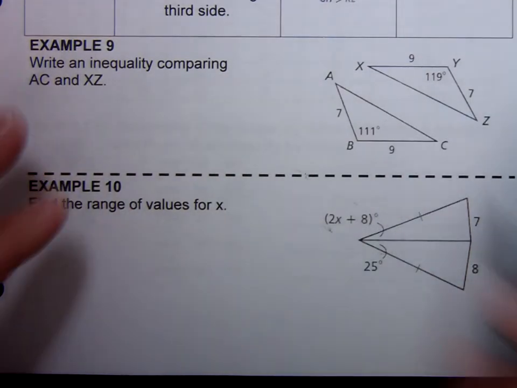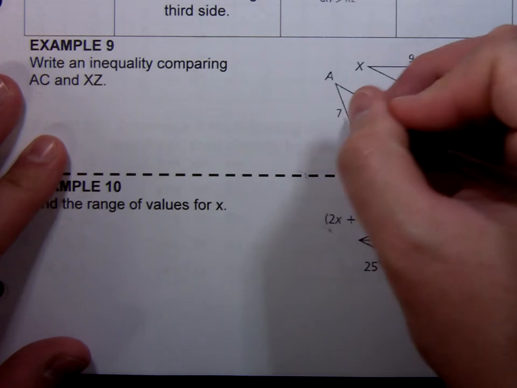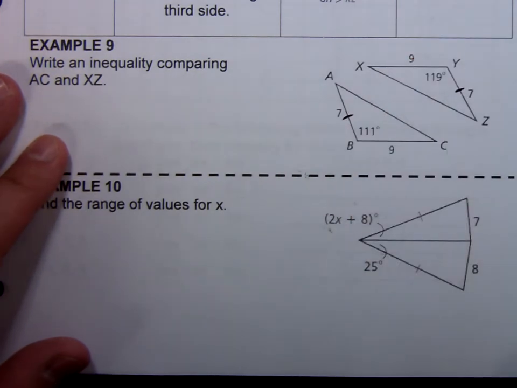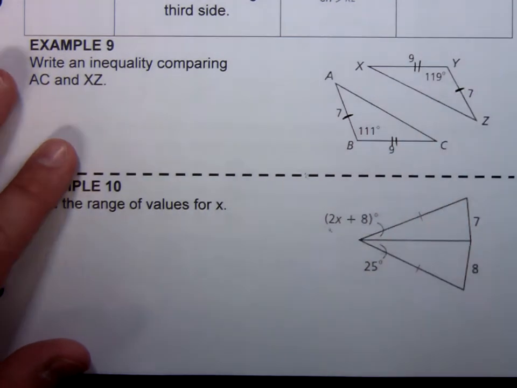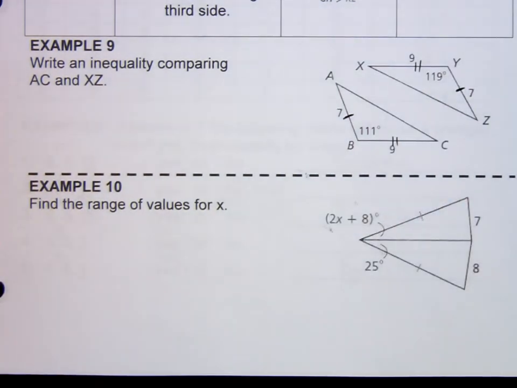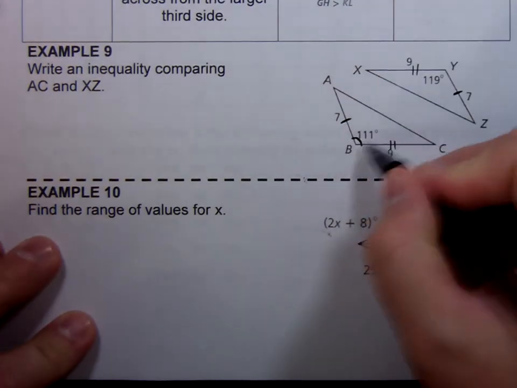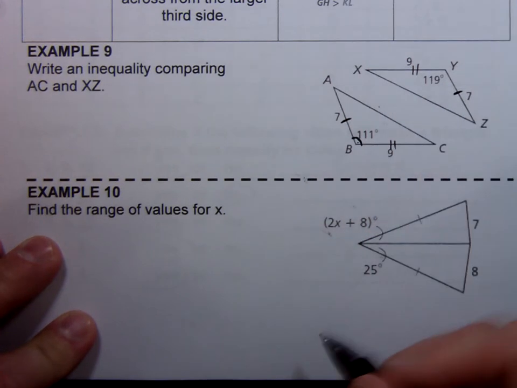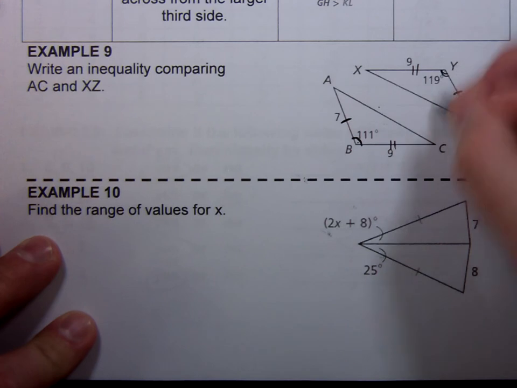Alright, we got two different triangles here. I notice this one has a side length of 7 and this one has a side length of 7, so those are congruent. This one has a side length of 9 and this one has a side length of 9, so that one's congruent. So now we have two sides of one triangle congruent to two sides of the other triangle. So I can look at the angle that's between those and its opposite side and compare that with the included angle over here and its opposite side.